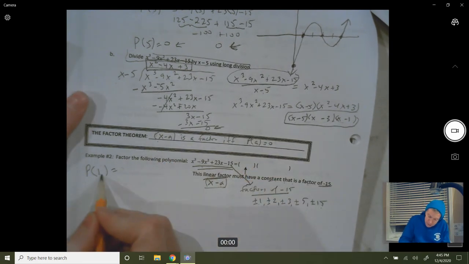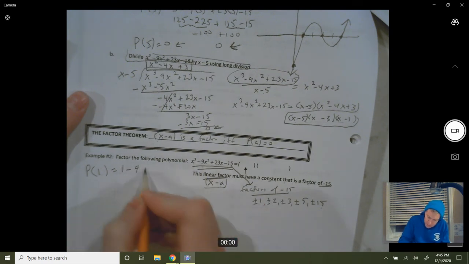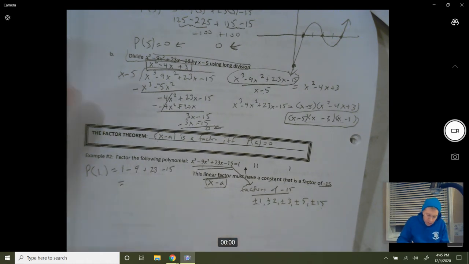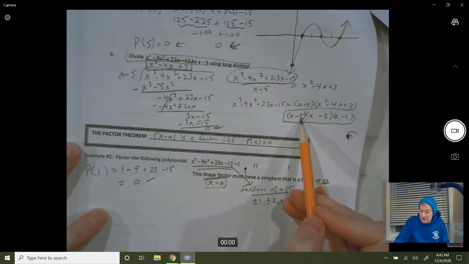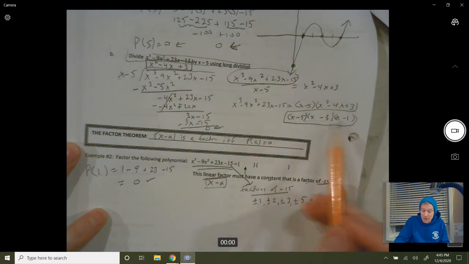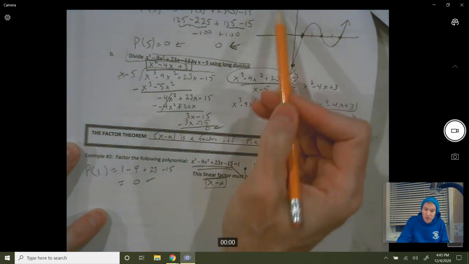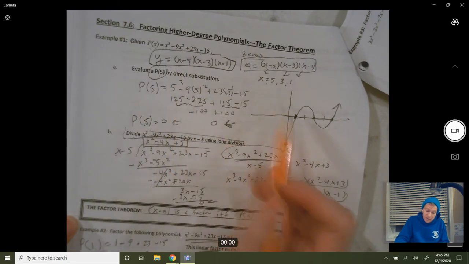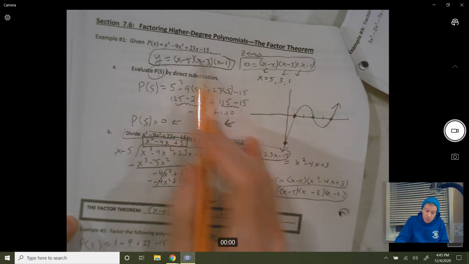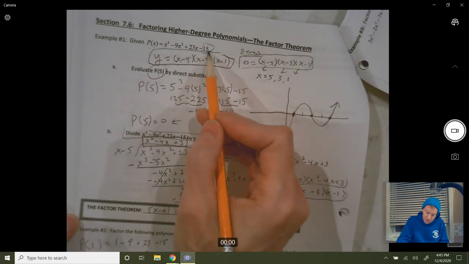So let's plug in 1 cubed, which is 1, minus 9 times 1 squared, so minus 9, plus 23 times 1, minus 15. Well, what do you know? We get 0. We got lucky. The first one we tested worked. Now, up to 3 of these could work because it's cubic, just like the one up here. 3 different constants would have given us a 0 value for our polynomial. If we plugged in 5, we'd get 0. Plugged in 3, we'd get 0. Plugged in 1, we'd get 0. Notice those are all factors of 15.